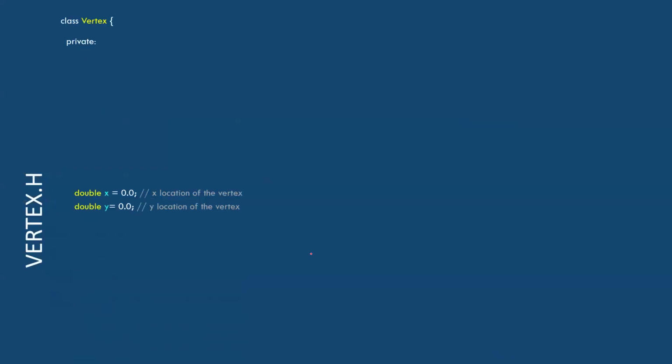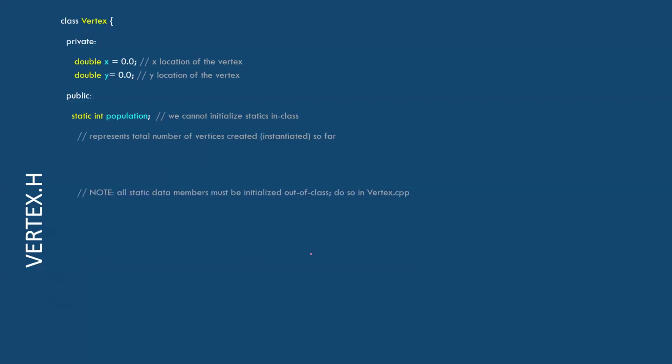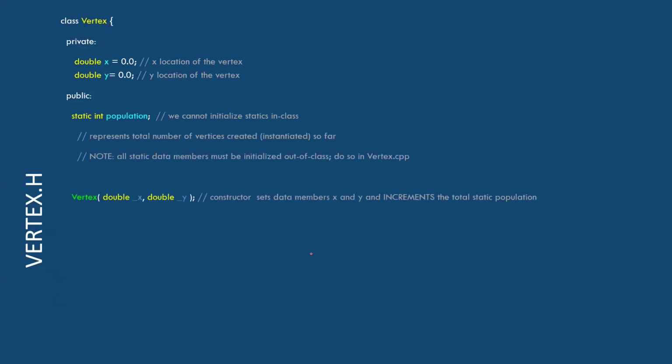Okay, so let's take a look at what our vertex is. It's got an X and a Y coordinate. It's got a static population. So that's kept at the factory. Okay, so that's what we've been doing all day. Here's our constructor, right? That's the prototype for the constructor. You've got to write that out of class. That's pretty straightforward, right? You're just initializing these things based on these.